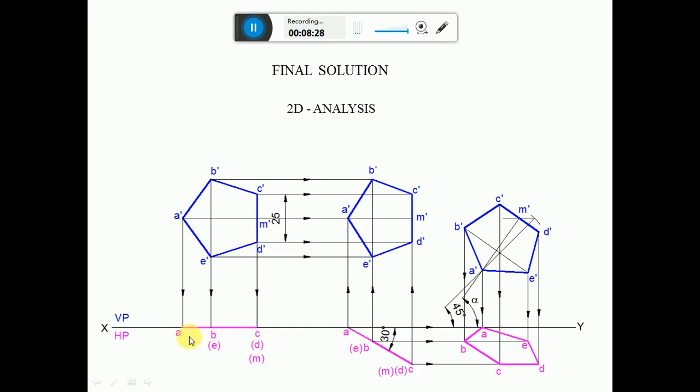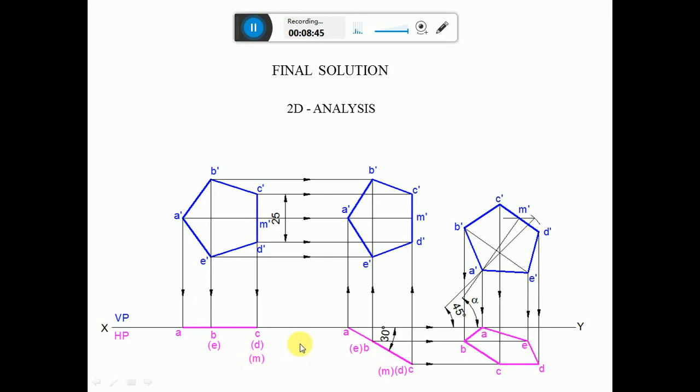And also here, since when you look from the top view, ABC is near to the observer, so ABC is visible, and D dash and E dash is away from the observer, so it becomes invisible, which is in bracket. Similarly, M dash is on the line of CDM, so you mark this point as M.